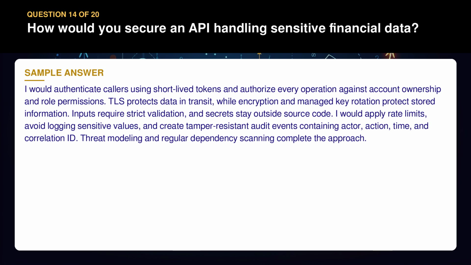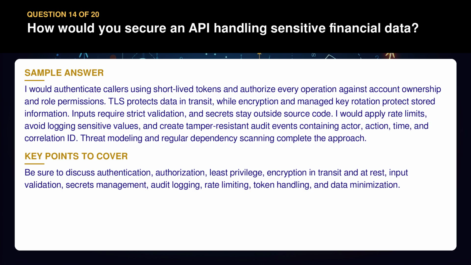I would apply rate limits, avoid logging sensitive values, and create tamper-resistant audit events containing actor, action, time, and correlation ID. Threat modeling and regular dependency scanning complete the approach. Be sure to discuss authentication, authorization, least privilege, encryption in transit and at rest, input validation, secrets management, audit logging, rate limiting, token handling, and data minimization.